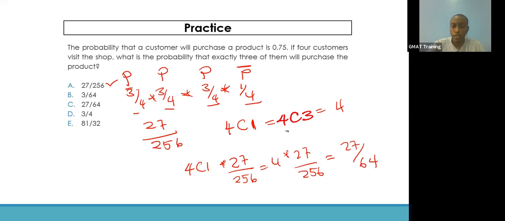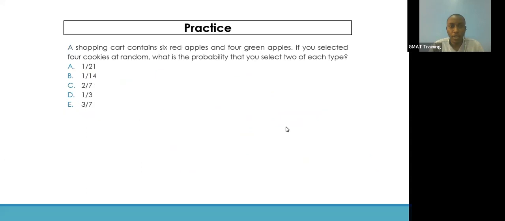Okay, hope that's clear. And we have another example here. So you can pause the video again and let's give it a try. A shopping cart contains 6 red apples and 4 green apples. If you selected 4 cookies at random, what is the probability that you select 2 of each type?